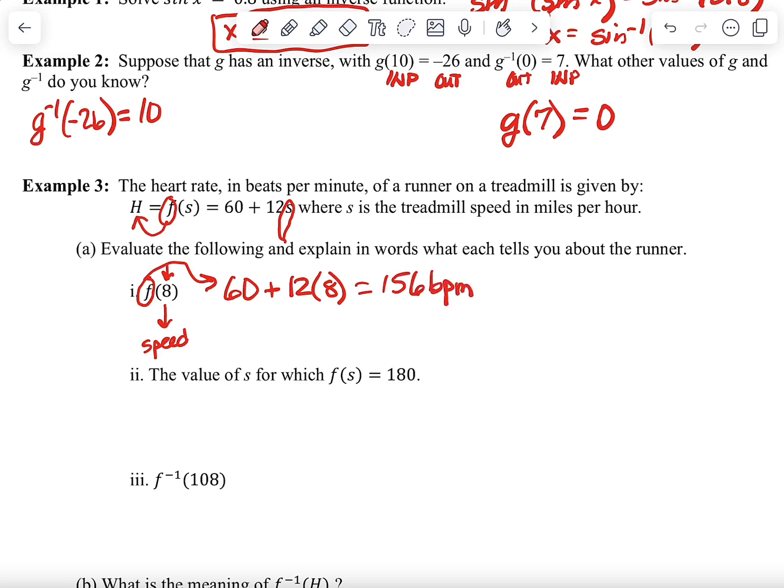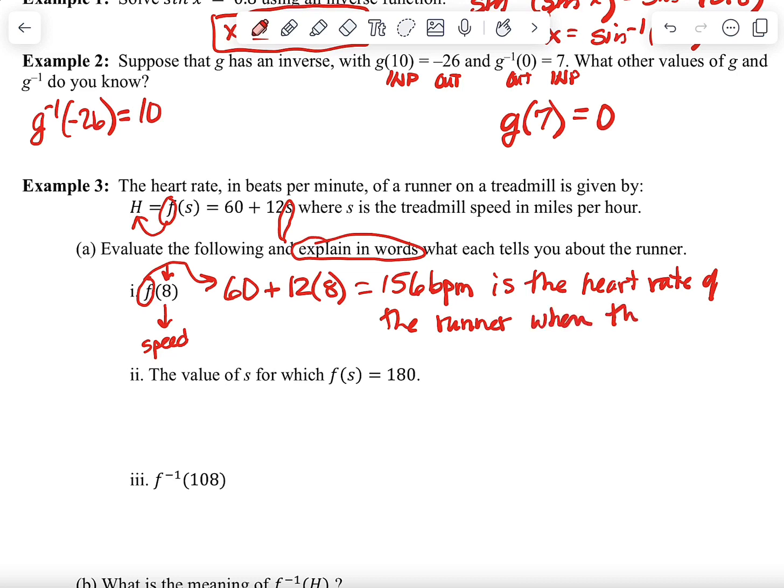Sometimes it helps greatly to label your answers as soon as you get them, because as soon as you label it and you know it's a heart rate, then when you get to the explain in words portion, we can just start writing as soon as we get the answer. 156 beats per minute is the heart rate of the runner when their speed on a treadmill is 8 miles per hour. That would be the perfect answer. You've got the labels for both numbers, and you know exactly what both numbers are. And that would be a good example of how you would explain in words a number that you calculate.